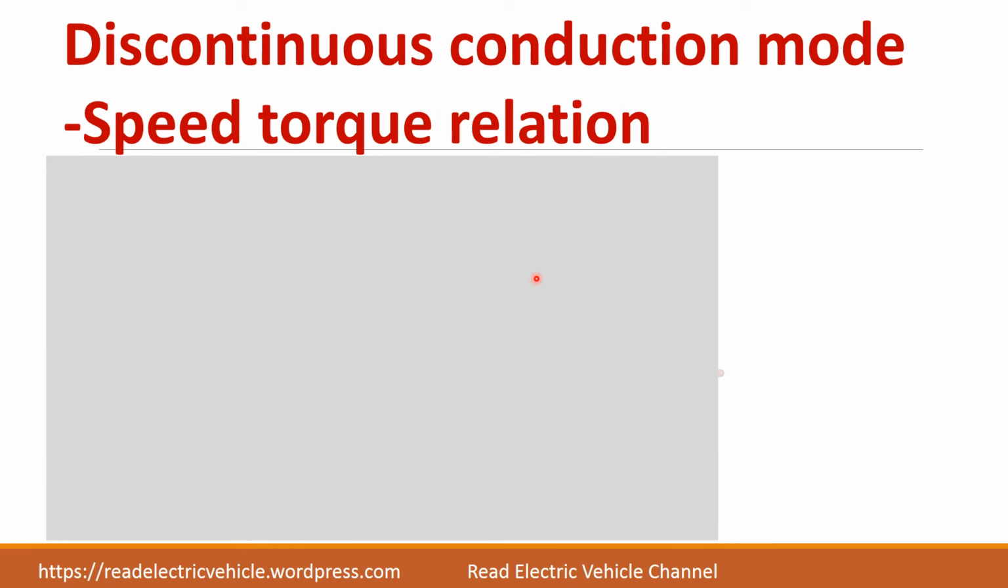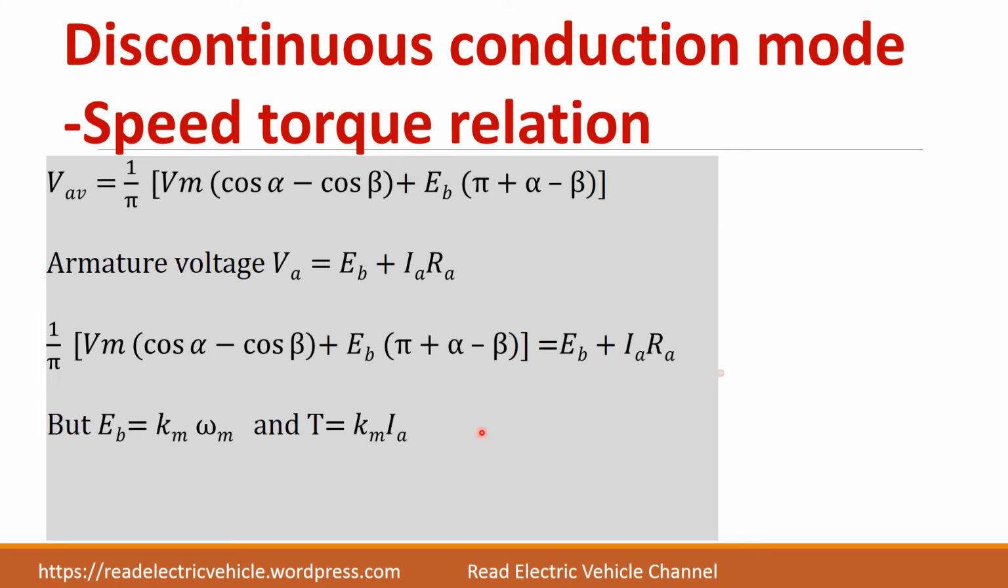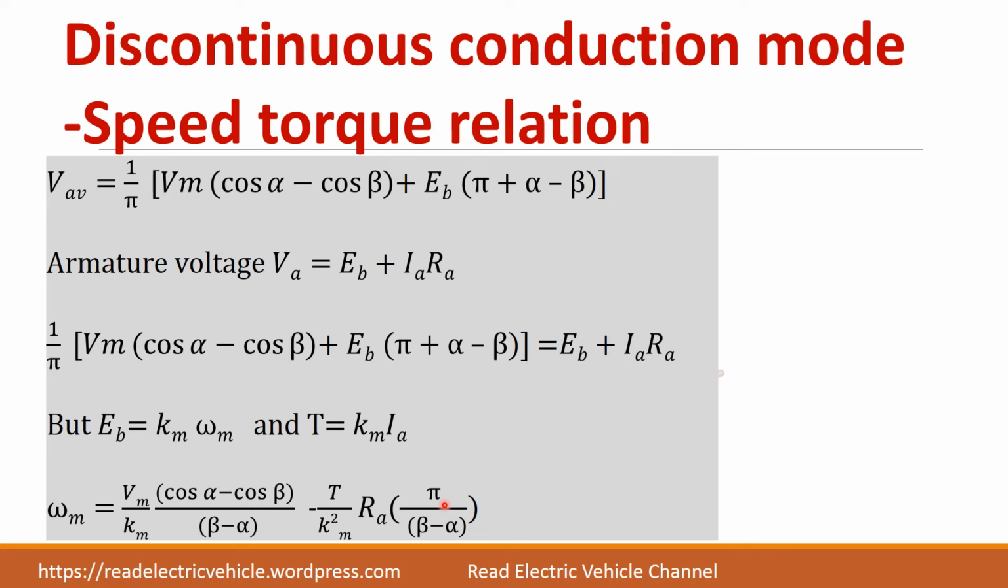Next we will find the speed torque relation. Same procedure: you have V average equal to Eb plus Ia Ra. Simplify this and you will get a relation like this.